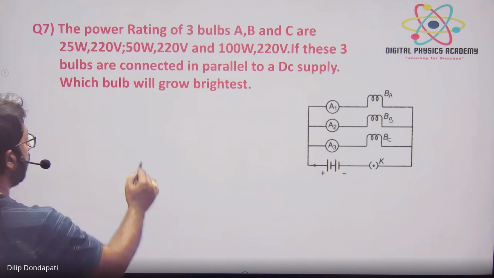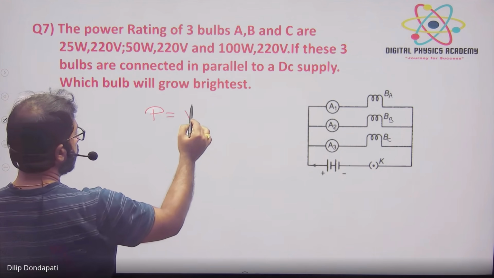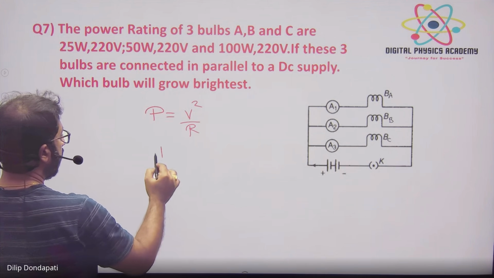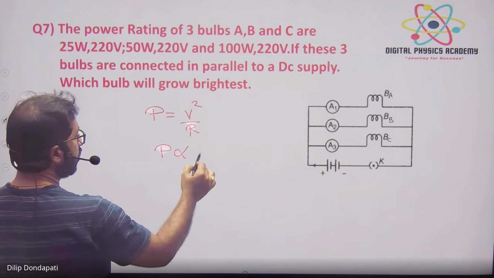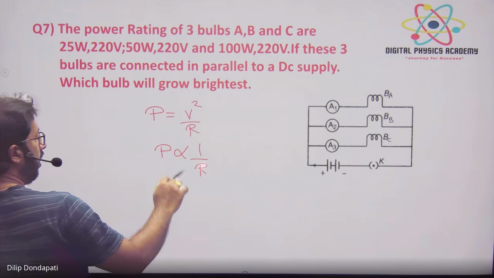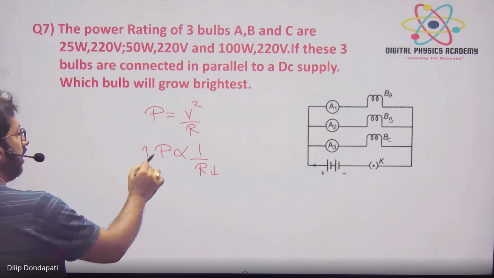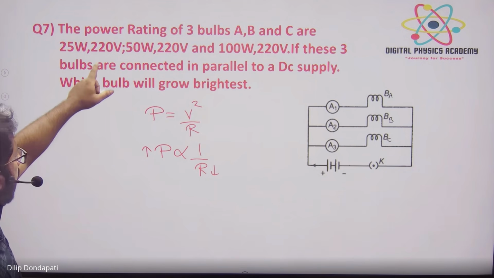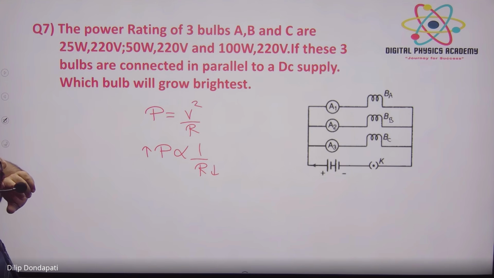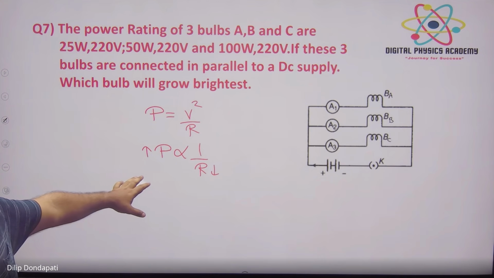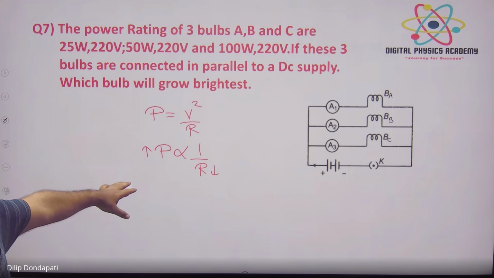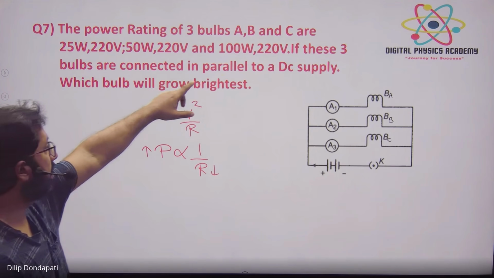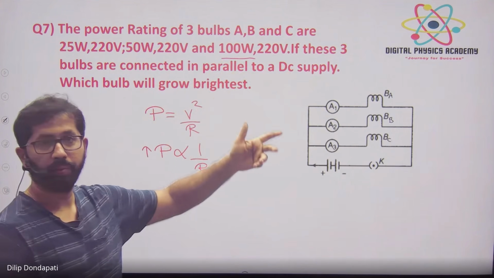Sir, C will glow the brightest. Yes, C will glow the most. Remember P is equal to V square by R. Voltage is same, right? So power, since voltage is same, is inversely proportional to resistance. So lesser the resistance, more the power in this parallel connection. So if you calculate, whose resistance will come out least? C, that one. So that's why it will glow more.